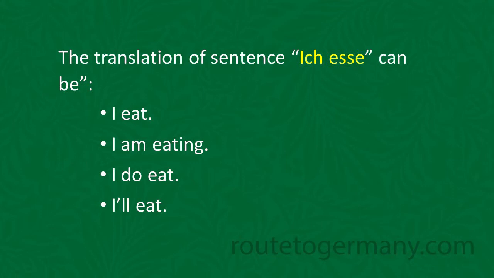The verb essen means to eat, and we are going to discuss the conjugation of verbs in present shortly. Additionally, ich esse also gives meanings of future, and that is I'll eat. We can add a time in the future to explicitly make it a future tense. For example, ich esse morgen, I'll eat tomorrow. Further explanation of future tense is discussed in the lesson Simple Future. So the translation of sentence ich esse can be I eat, I'm eating, I do eat, and I'll eat.